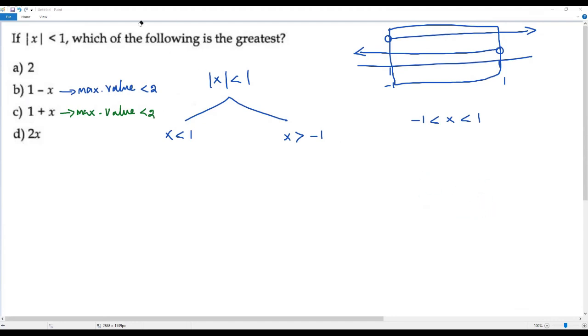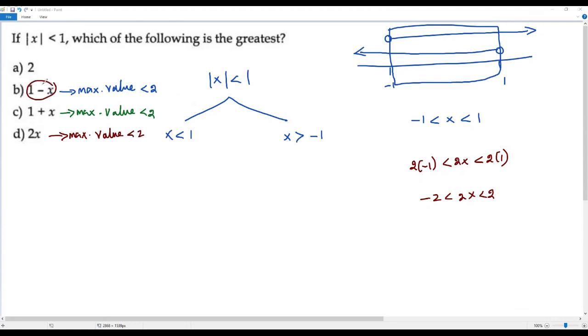Okay, now let me consider answer choice D, that is 2x. Since we have 2x, let's multiply all the three quantities of this inequality by 2. That is 2 times -1 < 2 times x < 2 times +1. 2 times -1 is -2, less than 2x, less than 2 times 1 is 2. Since 2x is less than 2, the maximum value of 2x is less than 2. Let me write over here. Its maximum value is less than 2.